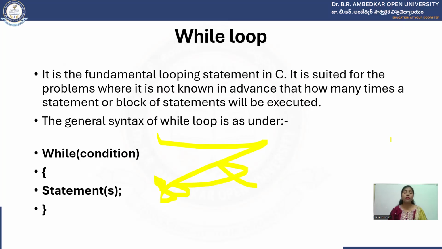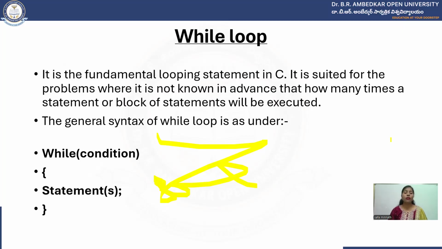Here is an example. If you want to print your name 1 to 10 times, and you give the condition i less than or equal to 10, the statements will be repeatedly executed until the 10 numbers are printed. Whenever the i value increases to 11, the condition becomes false.